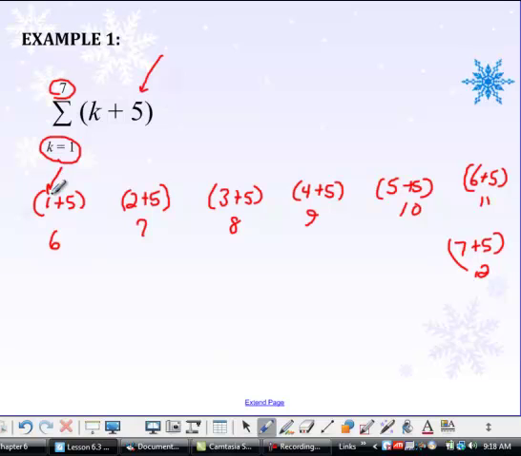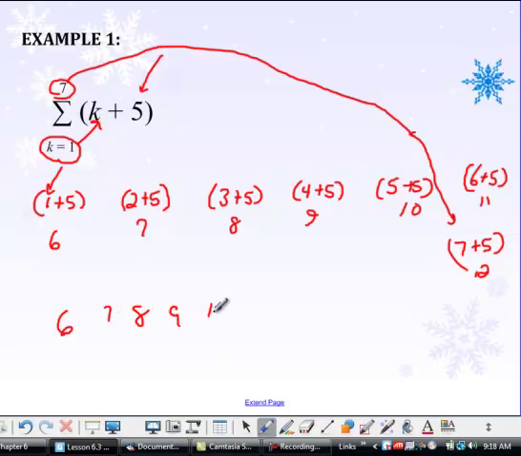So here's where we started, and we had to keep going all the way, running out of room until we got to the 7. So our first digit was the k in the function, so that's the number you're plugging in. That's why it says on the bottom of that Greek symbol, k equals 1. So we're just plugging it in there. So my numbers are 6, 7, 8, 9, 10, 11, and 12. And what do they want me to do with those numbers? Add them up. That's what the sigma means. It means add them all up.